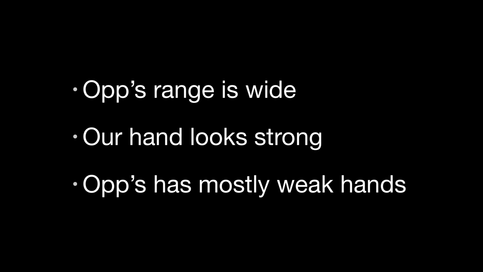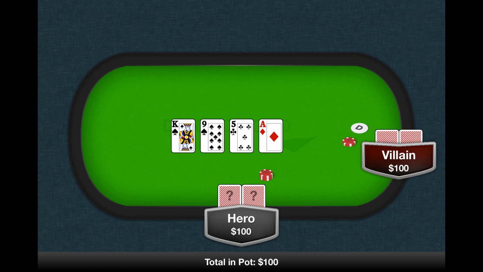When you're looking to maximize fold equity, you're looking for one of a few things. First, your opponent's range needs to be wide. Second, your perceived range needs to be strong. And third, your opponent's range needs to be narrow, but can have lots of weak holdings in it. When your opponent's range is wide and your hand looks strong, fold equity will be high.